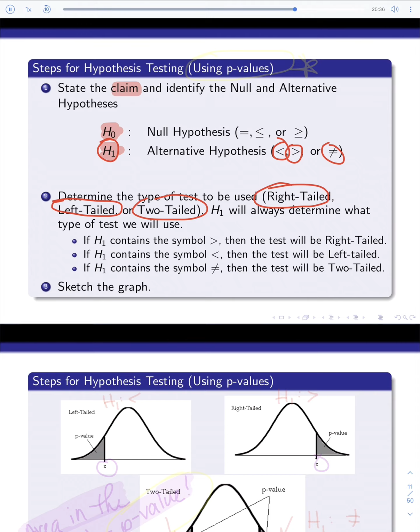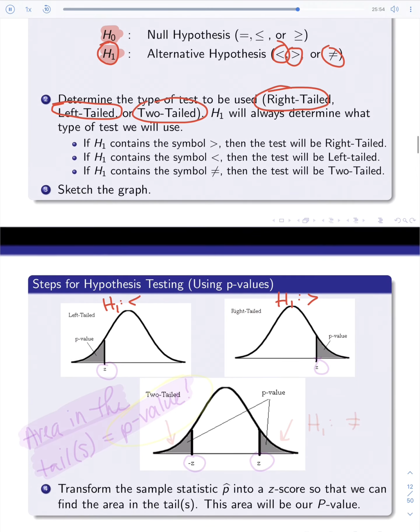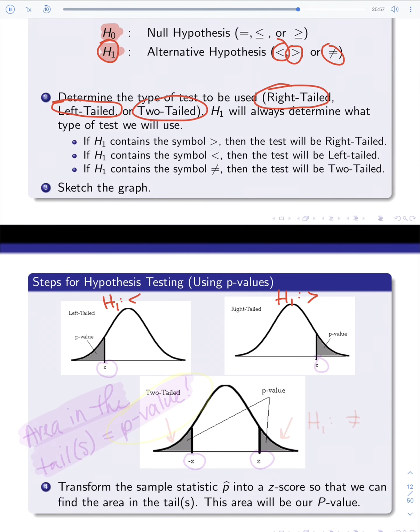So if your H1 has a less than, we said you'd have a left-tailed picture, so you can draw a standard normal curve, and you can shade in an area to the left because of the less than. If your H1 has a greater than, you'd be looking at a right-tailed normal curve. And if your H1 has a not equal to, it means don't take the middle, take the ends. So you'll have two ends, two tails as we put it.